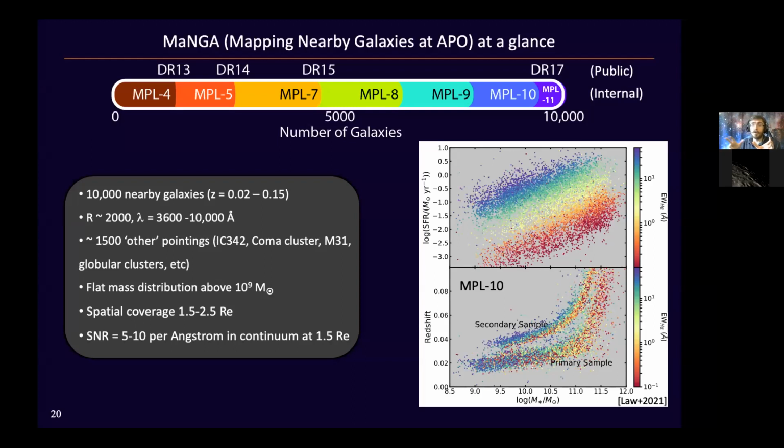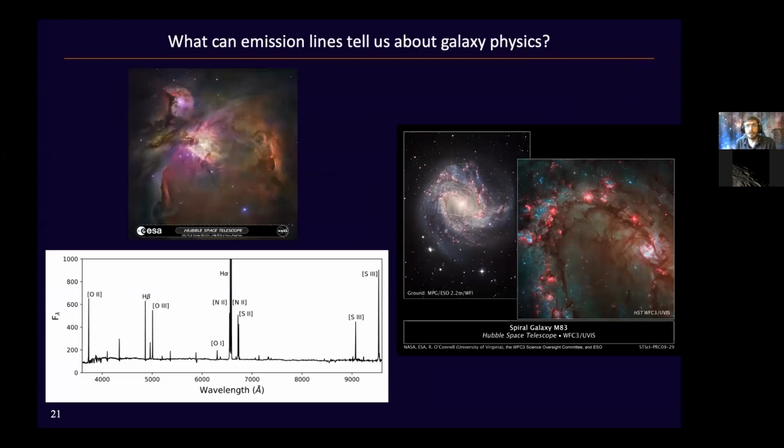So all of the blue through red that you're used to, plus a little bit of the ultraviolet and a little bit of the infrared. So that really covers the majority of the classic diagnostics that people have been working with for many years to learn about what's going on in galaxies. So what I'm going to focus on now is what those emission lines can tell us about galaxy physics.